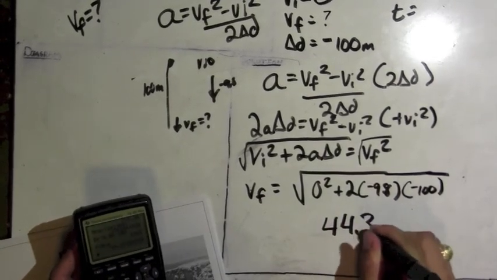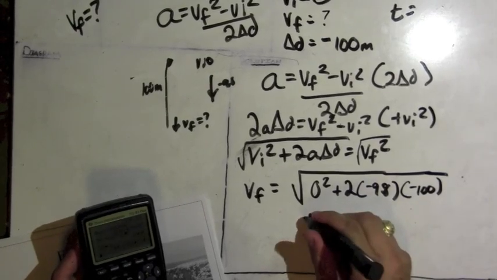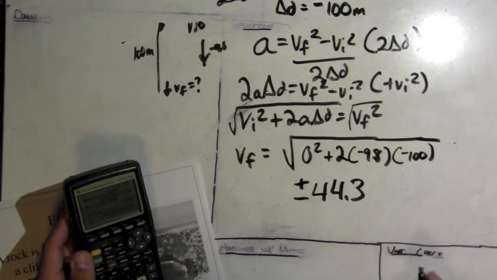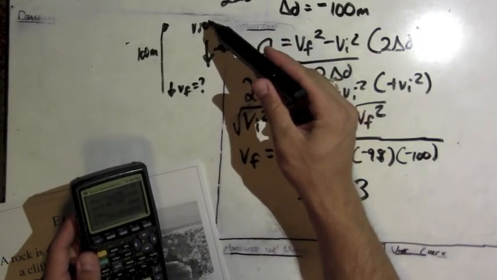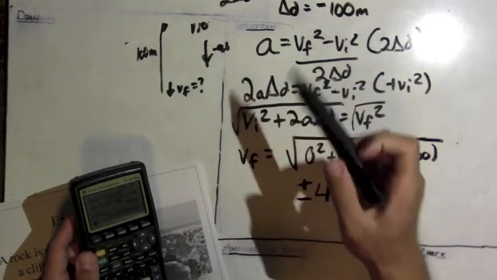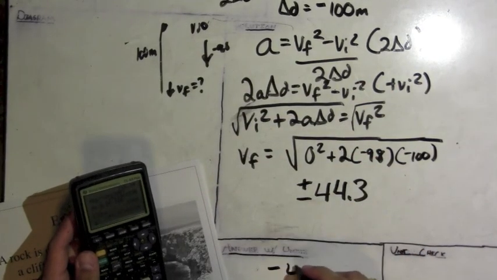But remember, whenever you take a square root, it's positive or negative. So it's up to us to decide what is the direction of this as we drop it. So when you take a rock and you drop it, when it gets to the bottom, it should still be moving down. So the best answer for us would be negative 44.3 meters per second.